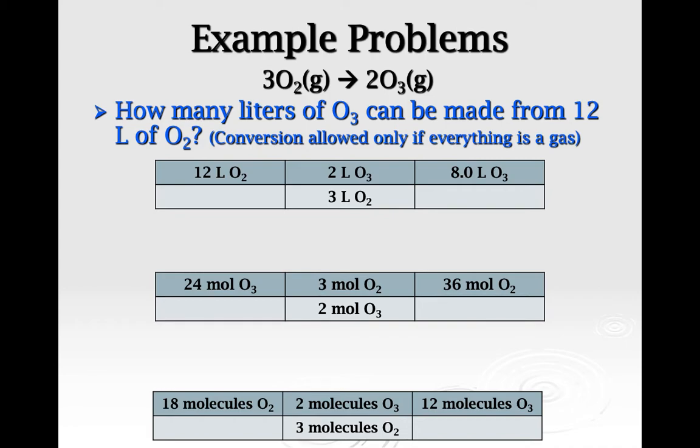You can only do this conversion if everything is a gas, and in this case, the oxygen is a gas, and the ozone, O3, is a gas. So you start with what you are given in the problem, 12 liters of oxygen. Then I want liters of oxygen to cancel, and the coefficient in front of oxygen is 3. I want to have liters of ozone left over, so the coefficient in front of ozone is 2. So just like we've done all year long, you go 12 times 2, divided by 3, and we get a final answer of 8.0 liters of ozone.